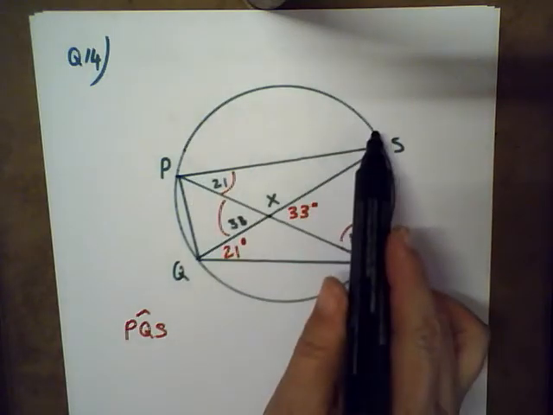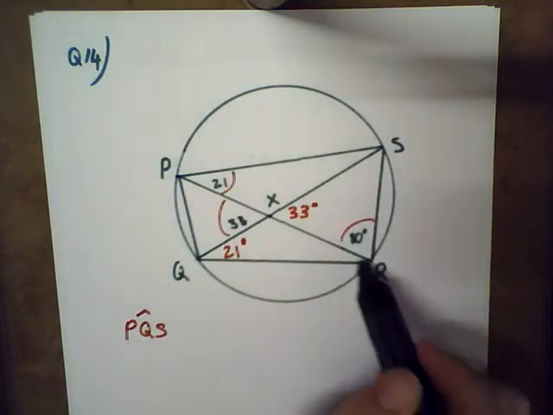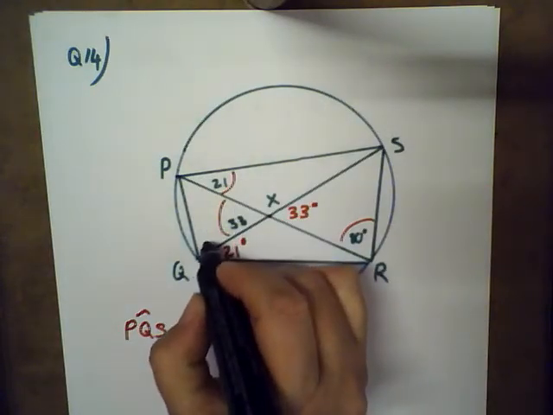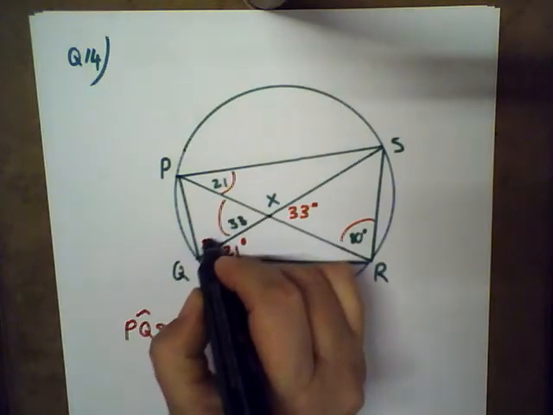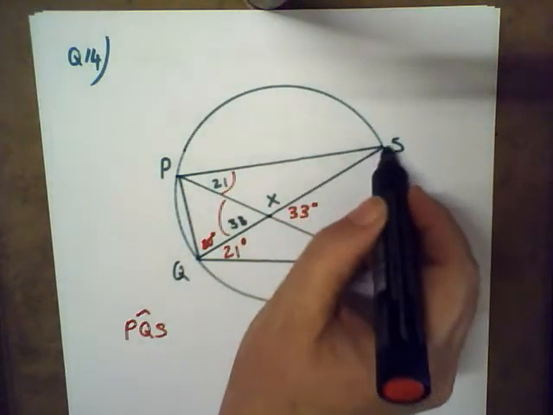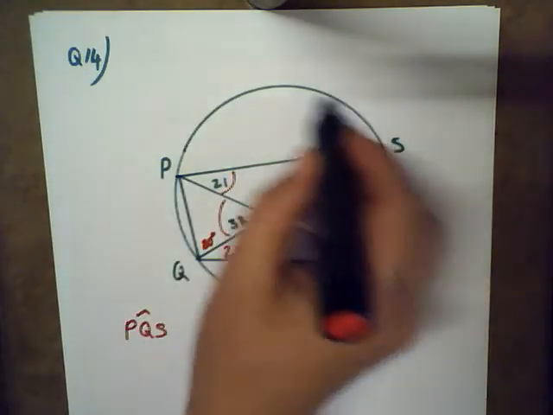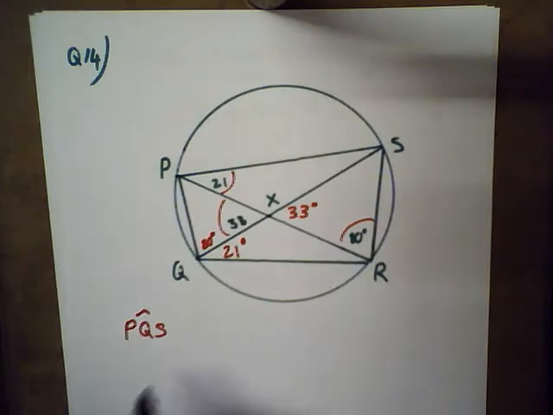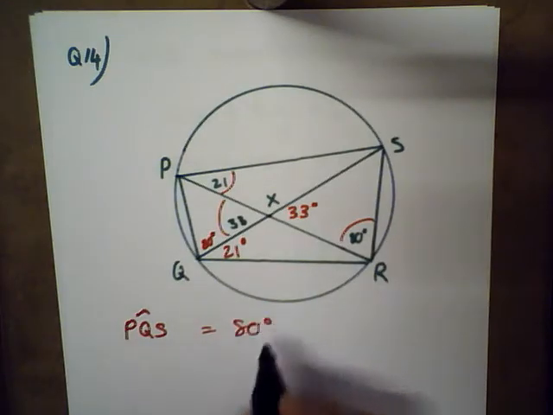That arc subtends 80. So this angle over here, PQS, must also be 80, because this one subtends 80 degrees, therefore it will also subtend 80 degrees. Okay, so my answer is 80 degrees.